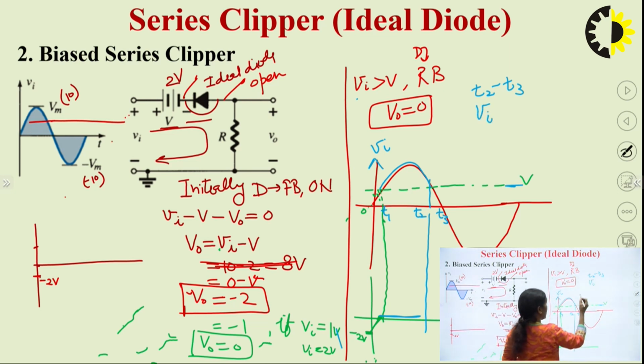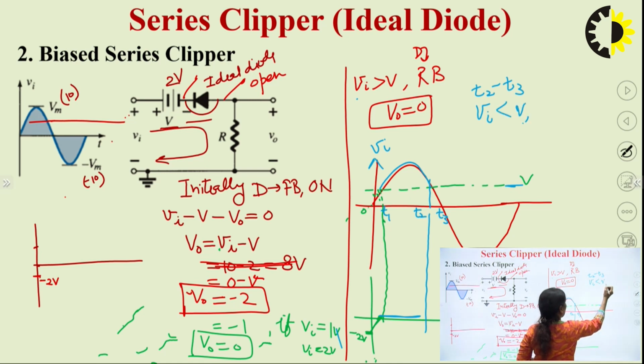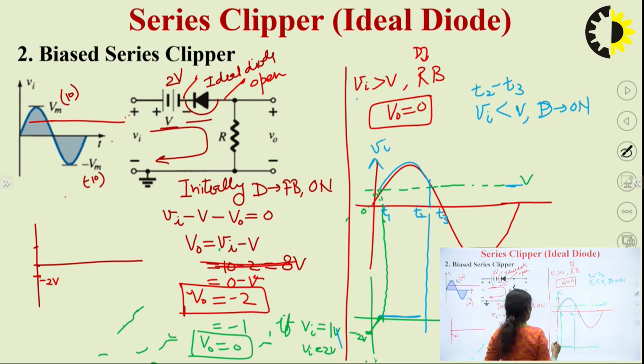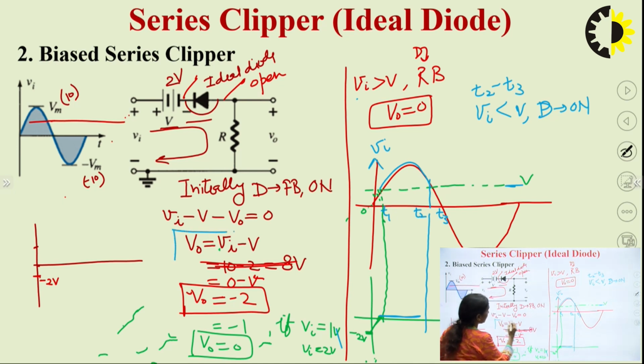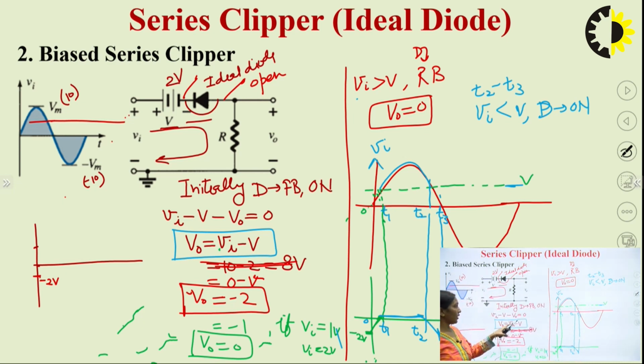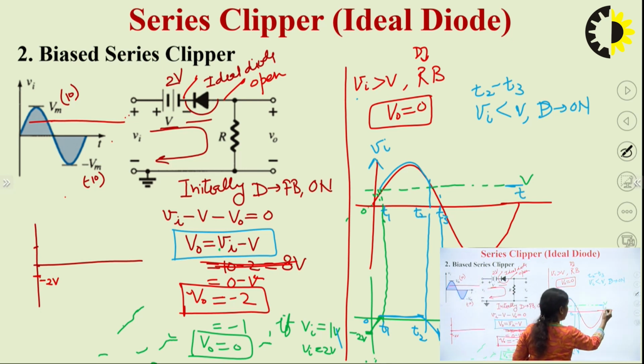Your diode is again... Vi is less than V volt. So, diode is on, and if it is on, again you get V naught is equal to Vi minus V volt. So, again you get the same signal as you get here in the 0 to T1 time period. So during T2 to T3, again you get the output, that is V naught is equal to Vi minus V volt. Now coming to the negative half cycle T3 to T4.